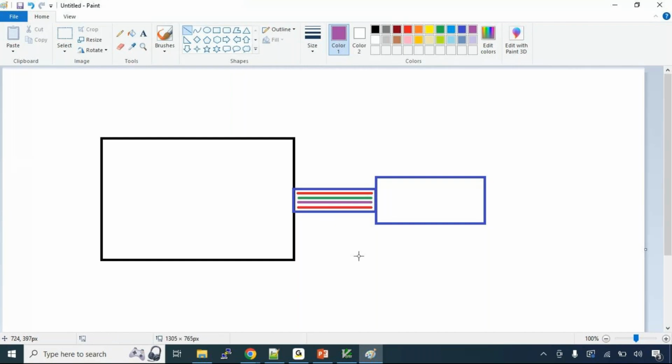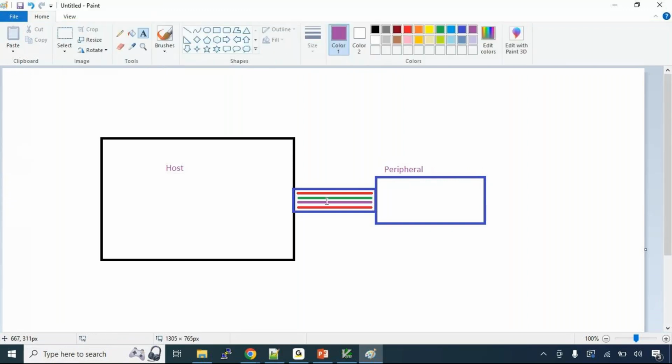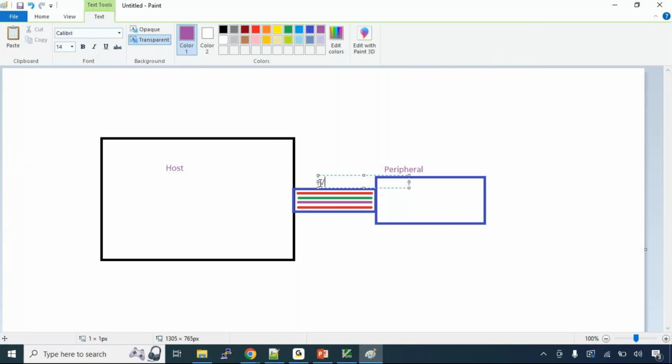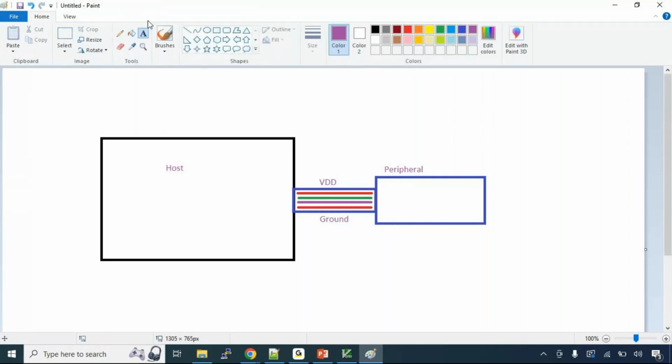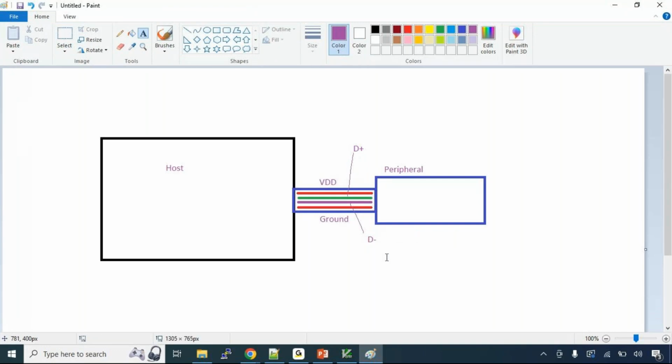In this diagram, this I call the peripheral. This we will call the host. This is the peripheral. These are the connecting wires you can see. One is V plus, voltage VDD. One is the ground. One is D plus and one is D minus. This line is called D plus. This line is called D minus. What are D plus and D minus? I'll explain. Differential signaling: differential plus, differential minus signaling. I hope you got a very basic idea about how it works.